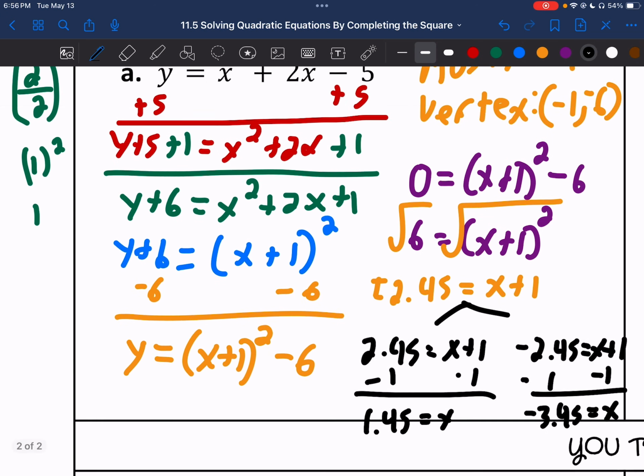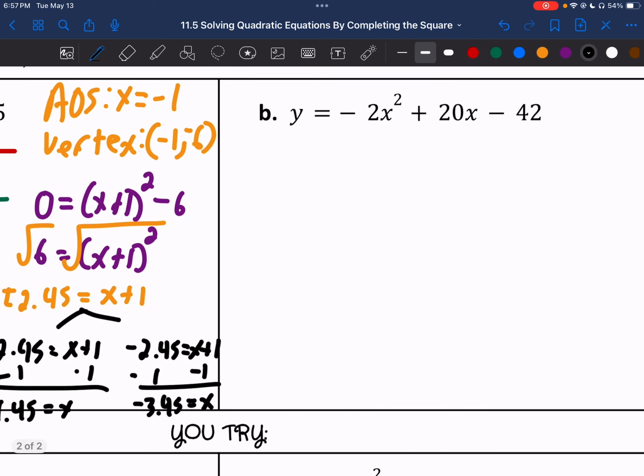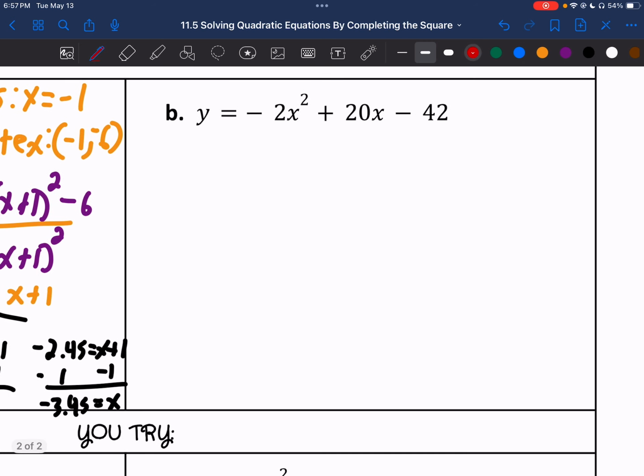So we have our extrema, we have our solutions, we have our axis of symmetry, we have our vertex. So we're shifting down and to the left, but we're opening up. So we have two solutions. All right, letter B. We're going to take a look at this one.